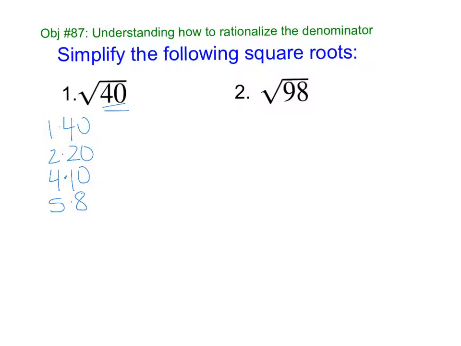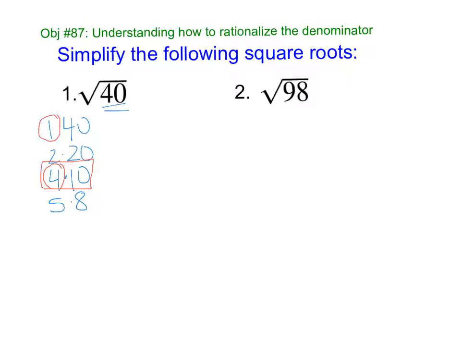Then I'm going to go through and find all my perfect squares. 1 is a perfect square. We don't know the square root of 40. We don't know the square root of 2. 20, we don't know. 4, the square root of 4 is 2. We know that one. 10, nope. 5 and 8. So we're going to go with which perfect square is the biggest. The 4 is the biggest.